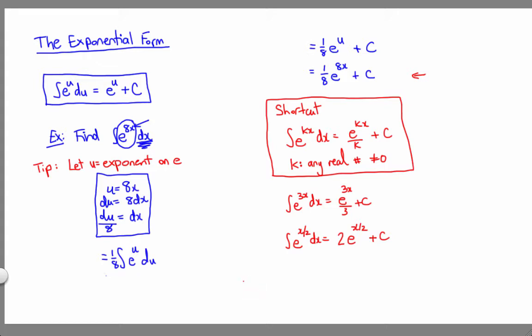And then I would point out that if we integrated something like e to the x squared dx, the shortcut would not apply. The shortcut only applies when you've got a number times x in your exponent. It would not apply to e to the x squared, and in fact e to the x squared is a tricky function to integrate, so we won't worry about integrating that here.